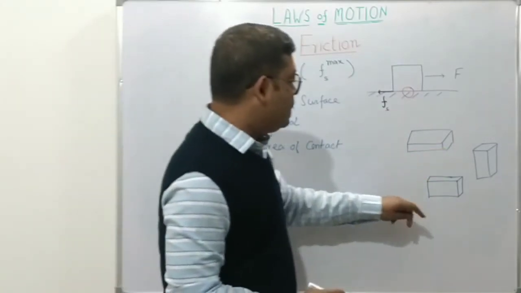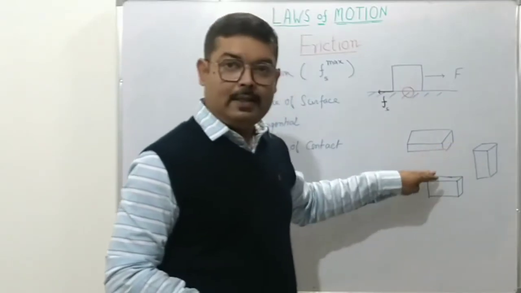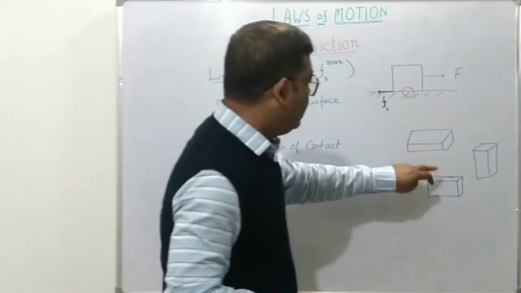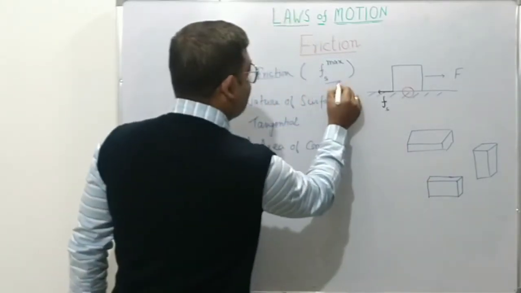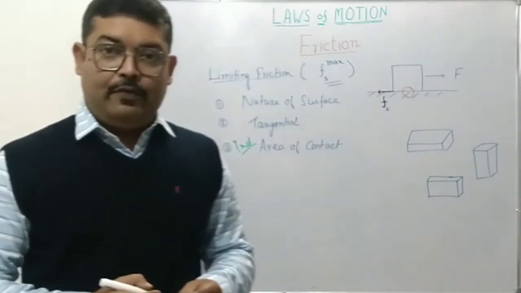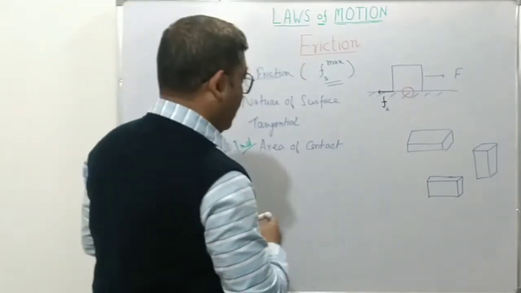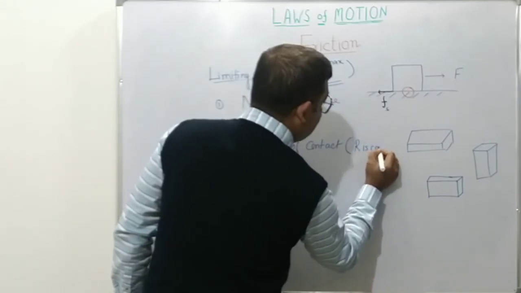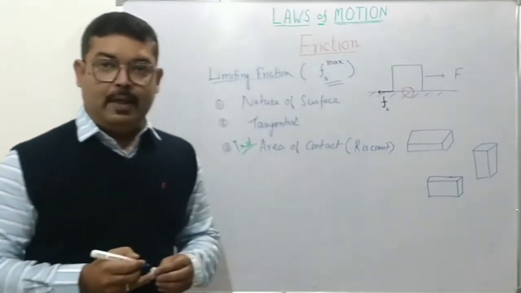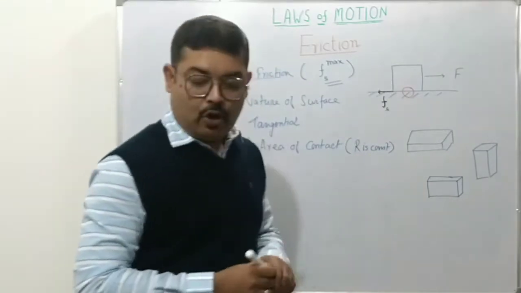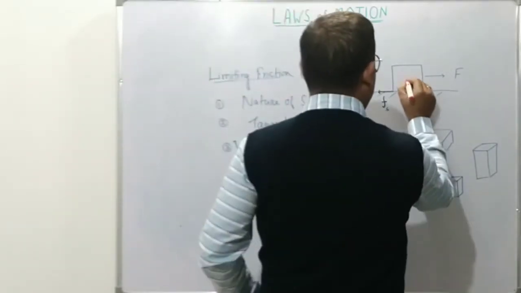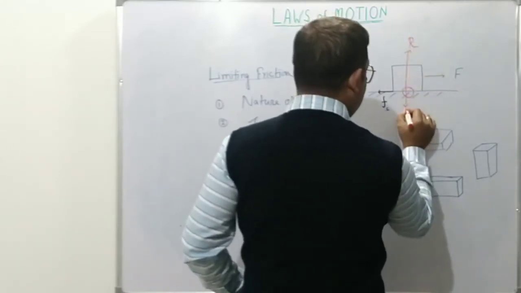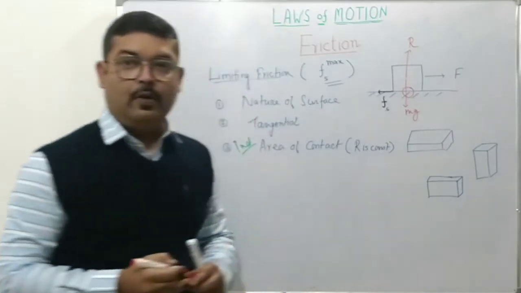In all the cases, since the surfaces in contact are the same and the area of contact doesn't matter, what it means is that as long as the object is the same and the surface on which it's standing is the same, in all these three cases we will have the same value of limiting friction, as long as R is constant. What is R? R is the normal reaction, or the reaction force that is developed here, which is actually equal to mg, the weight of the object.